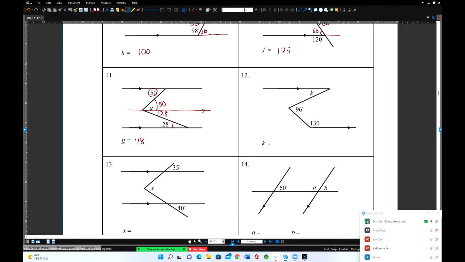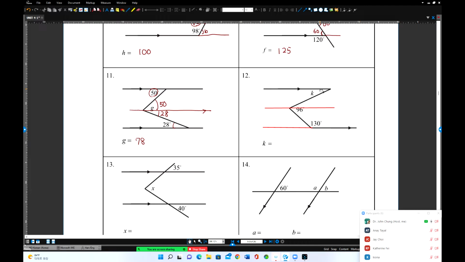This is the same thing. Maybe you can extend the line. Okay. That is a parallel line. This is the transversal, okay? I'm going to make another line there. Move up there, okay? Also a parallel line. This is K. This is angle K. This is also K, right? Alternate interior angles.